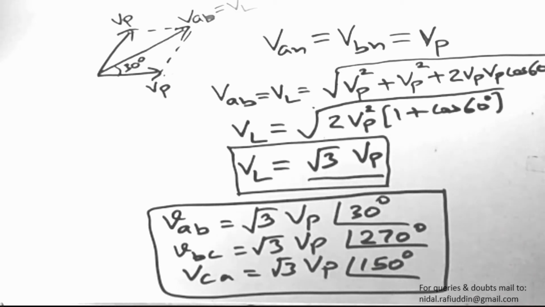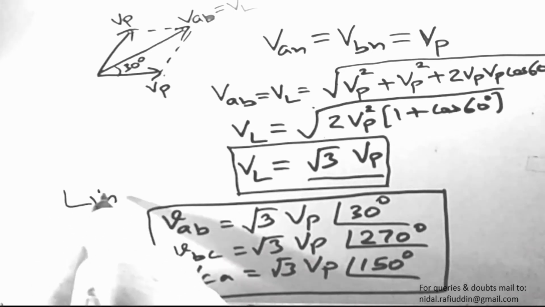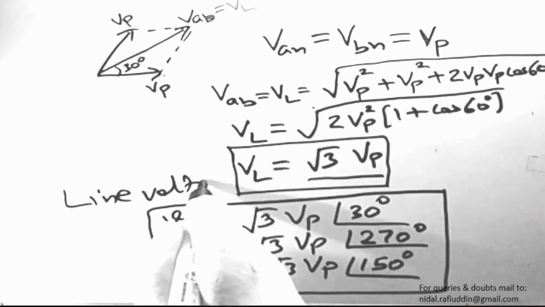And one thing more, if I remember correctly, yesterday I told that VP is the peak voltage. In fact, that was phase voltage, not peak voltage. So VP that was talked about in the previous lecture was the phase voltage. So these are the line voltages that we came up with for the three-phase system.